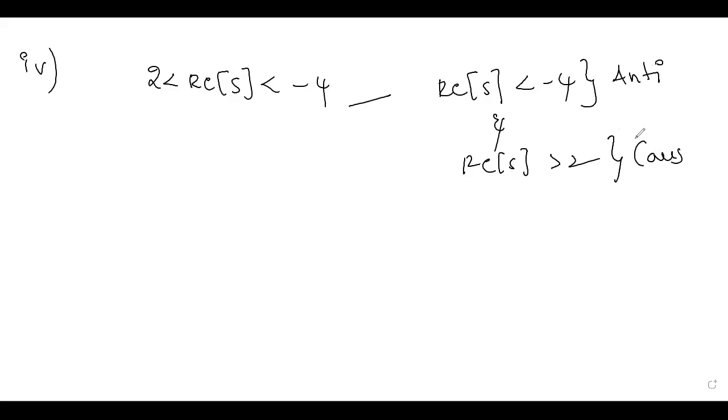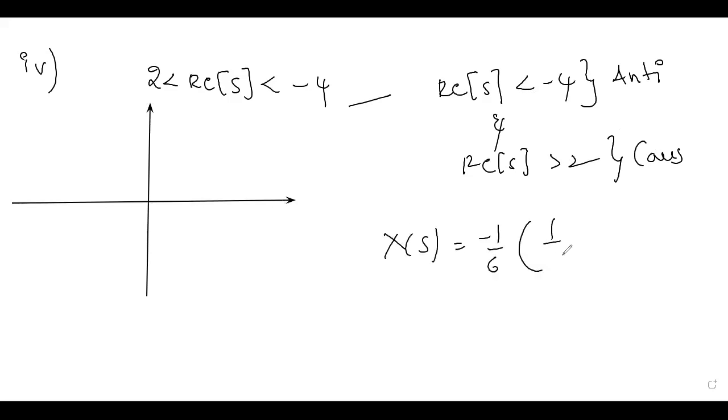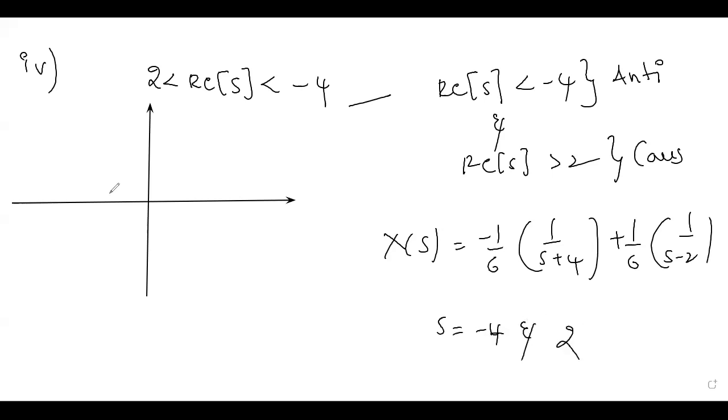But first of all, you have to observe whether ROC is in between two poles, or greater than maximum pole, or less than minimum pole. This is in between two poles. So common ROC is there or not? Definitely we have to check that first. What is the given function we have? Minus 1 by 6 into 1 by S plus 4 plus 1 by 6 into 1 by S minus 2. Total how many poles are we having? S equal to minus 4 and plus 2. So minus 4 will be here, 2 will be here.